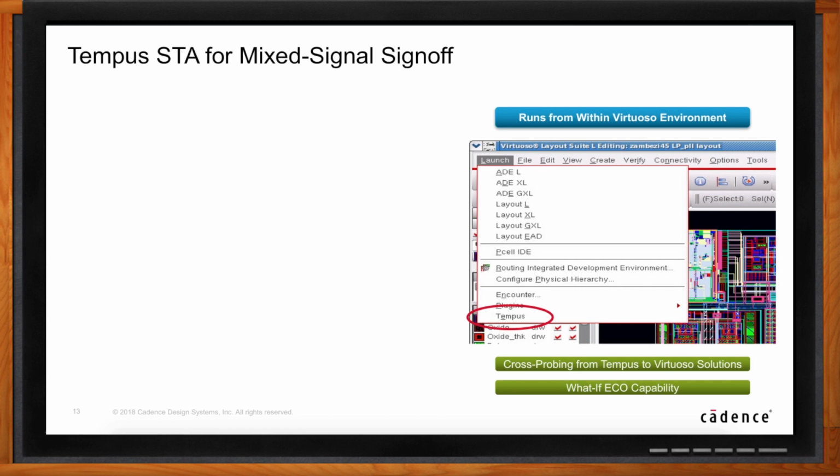Now, because we're working in the mixed signal environment here, a lot of people want to do this analysis directly from their full custom tools like Virtuoso. Yeah. So we've embedded all the mixed signal sign-off tools directly into Virtuoso. You can call it up simply from the menu, as you see here in the screenshot. You can also do it directly from the digital environment.